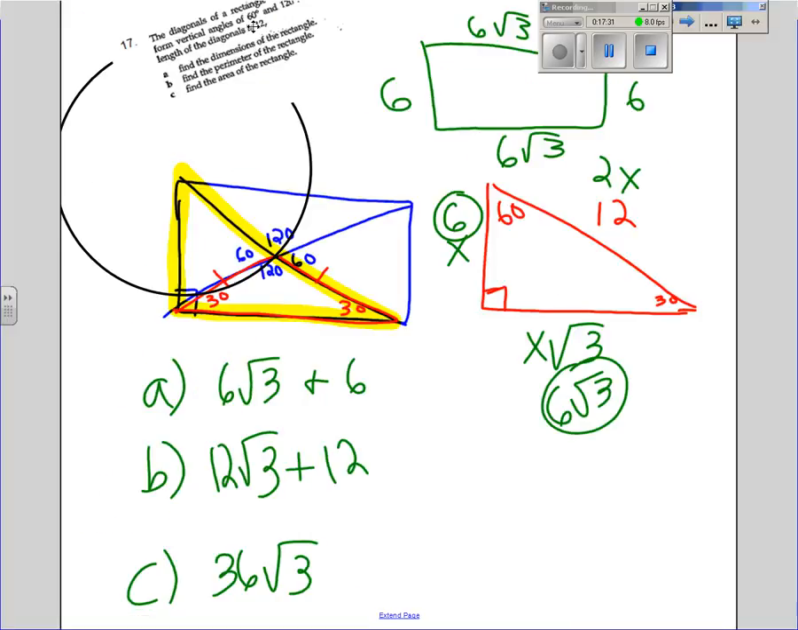Okay, so that's it. Hopefully this is going to be helpful to you for tomorrow. Again, concentrate on the fact that if you don't know if something's a 30, 60, 90, then you have to just use the Pythagorean theorem. And then if you know it's 30, 60, 90 or 45, 45, 90, then you use those shortcuts that you know.